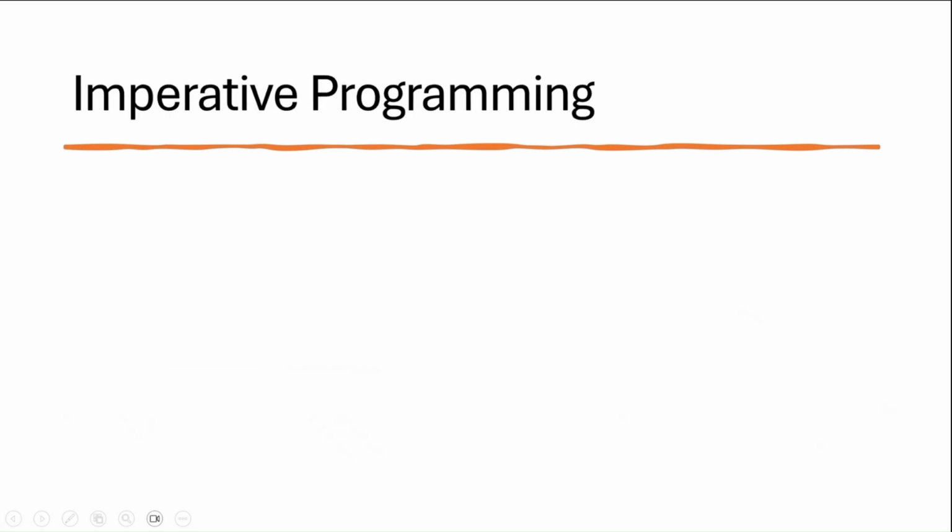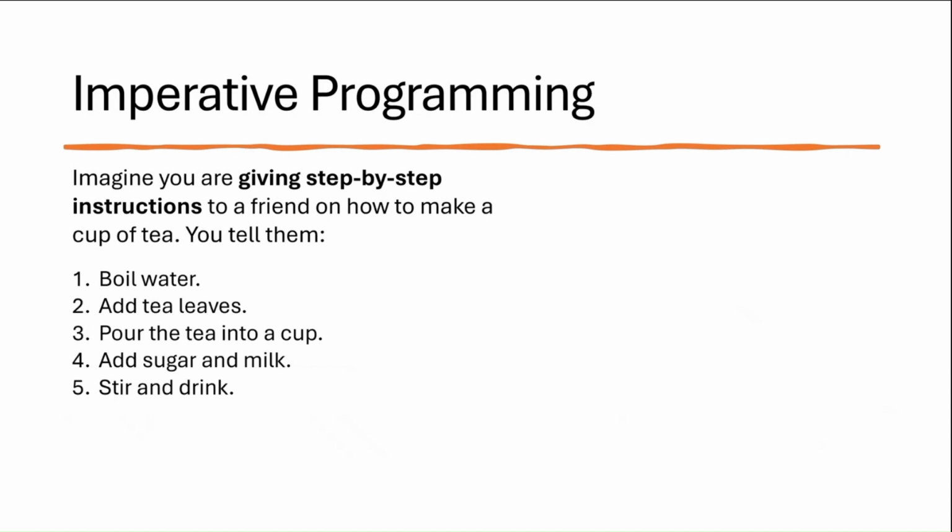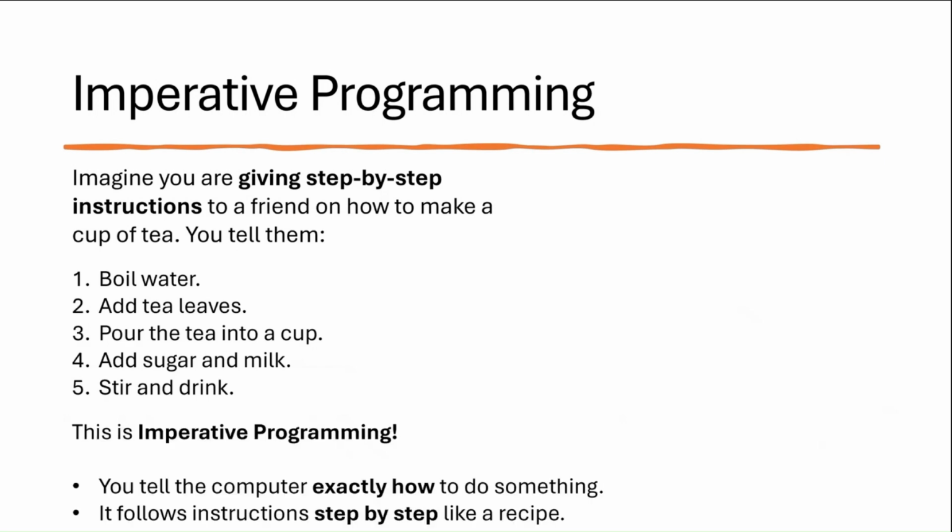Now let's try to understand imperative programming. So imagine you are giving step-by-step instructions to your friend on how to make tea. You will just give 1, 2, 3, 4, 5. These are the instructions. Boil the water, add tea leaves, pour the tea into a cup, add sugar, milk, stir it, and drink it. Right, now you are giving step-by-step instructions. So this is called an imperative program. This is exactly where you tell the computer exactly how to do something, right? You need to solve one problem, then you give step-by-step logic or instructions to the computer, and the computer just follows it as a recipe, like your friend doing here, right?